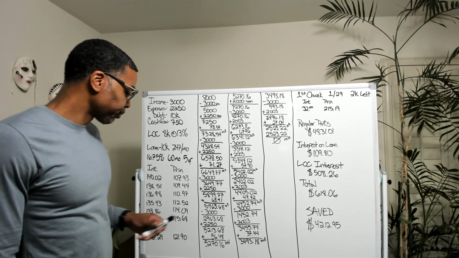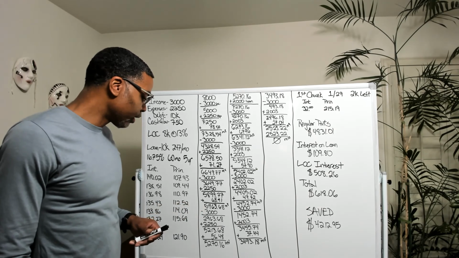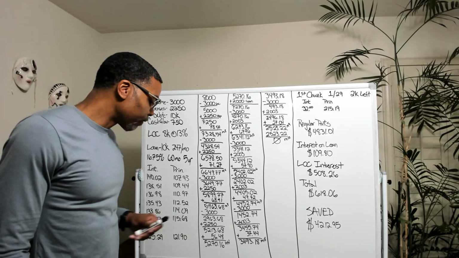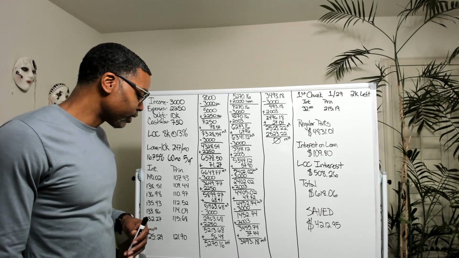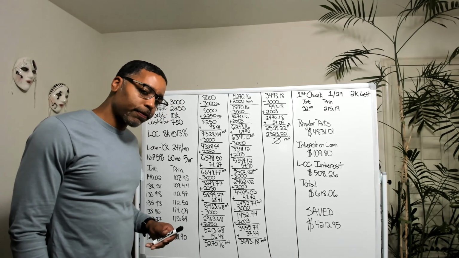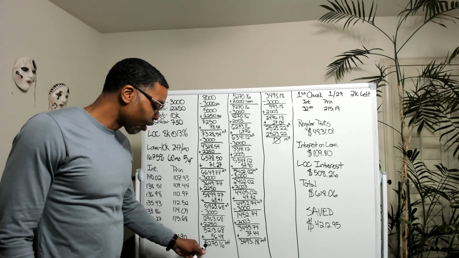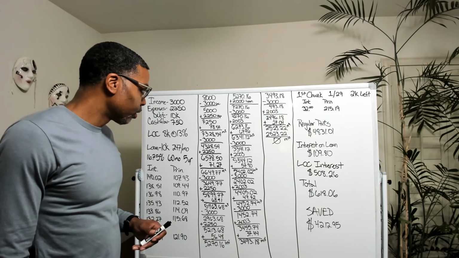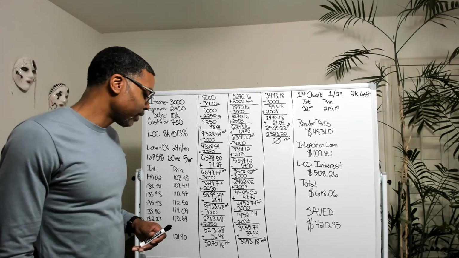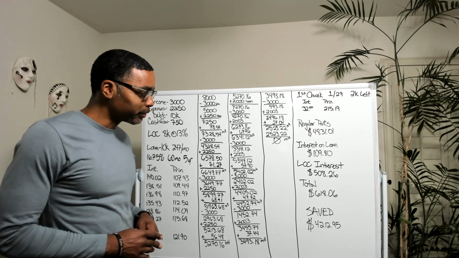Month four, we have our income going in, our expenses coming out. $5,213.68 is the balance. $56.48 is the interest, raising the balance up to $5,270.16. So what are we going to do?